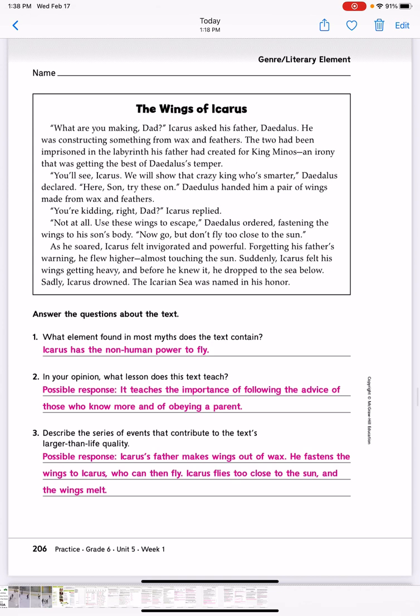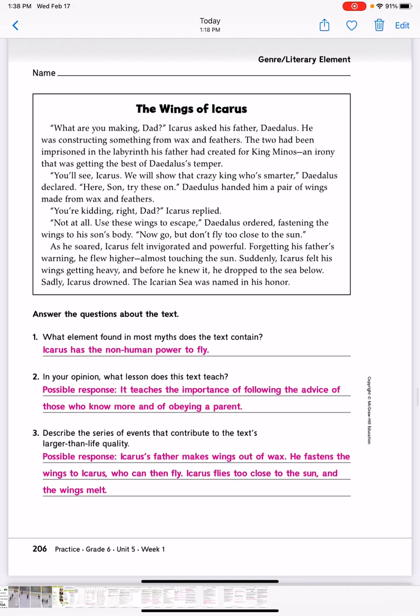You'd probably want to say something about following the advice of those who know more, or obeying a parent, obeying someone in charge, and you can prove that by saying, Icarus thought he knew better than his father. He flew too close to the sun, the wings melted, and he fell to his death.